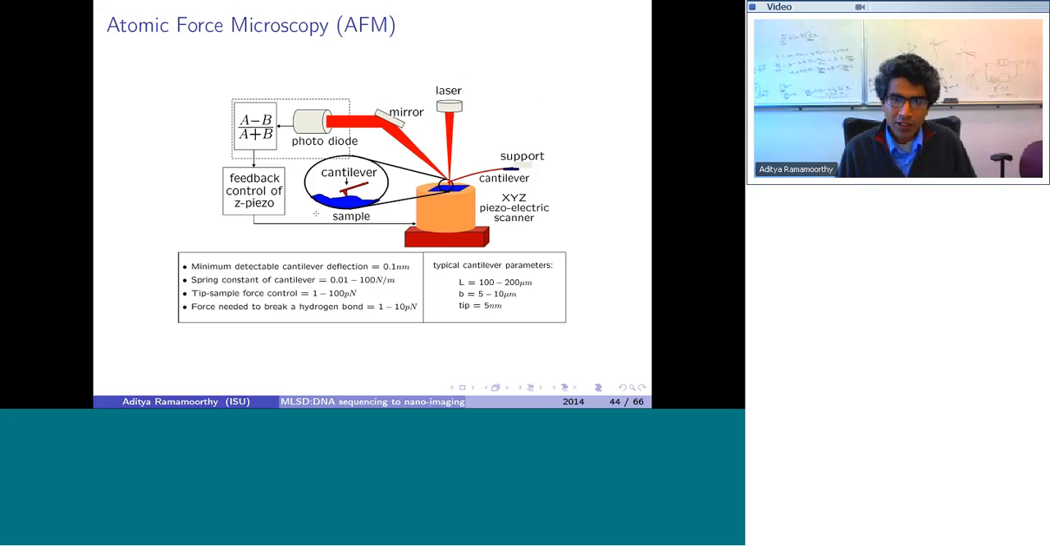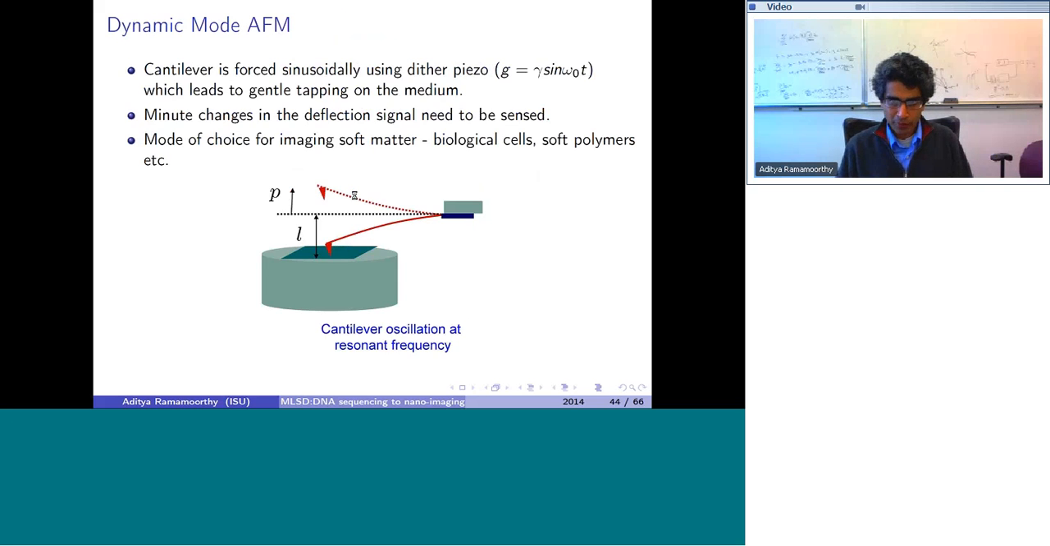So actually, let me go back to the schematic one more time. So you see here that the cantilever is shown to be in constant contact with the medium. So you can do this in certain situations in which these samples are robust enough to be touched on or scraped upon. But if you have very soft matter like biological cells or soft polymers, you cannot actually run your cantilever over the surface. So what you need to do is to do what is called tapping mode AFM or dynamic mode AFM. So in this case, what you do is you force this cantilever sinusoidally at a certain rate, and this is going to gently tap the medium.